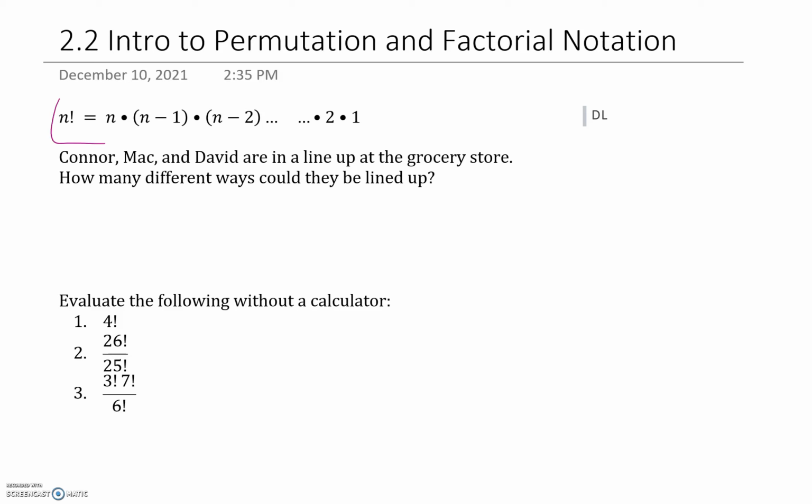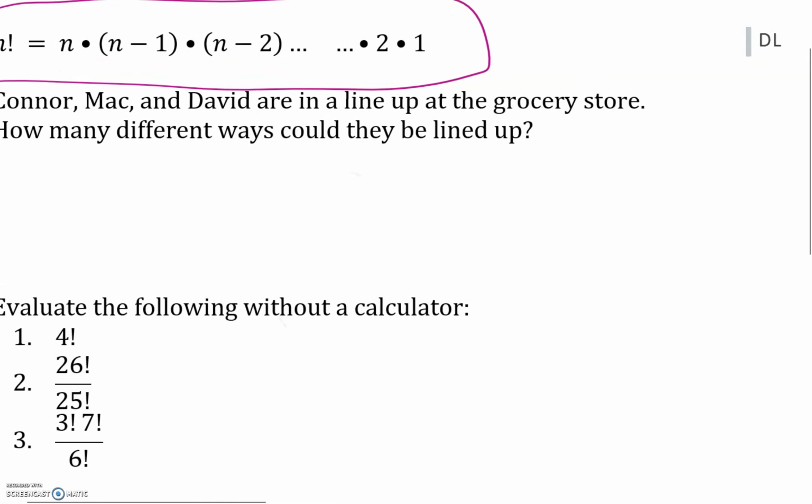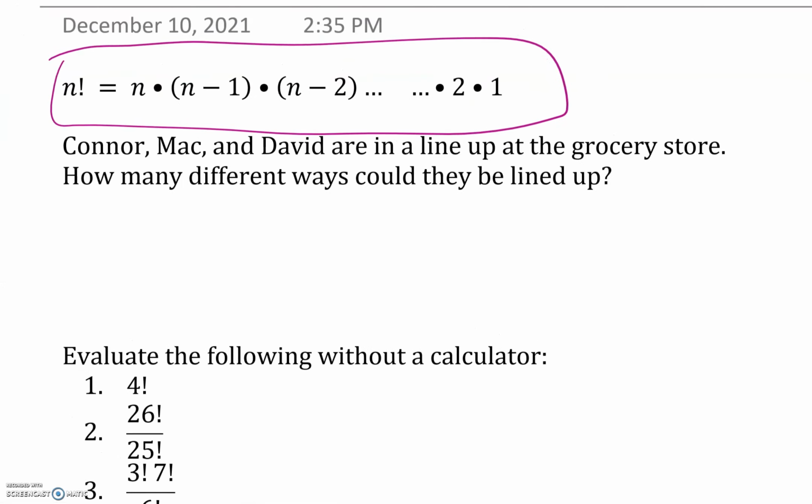Alright, so we're going to look at this in a second. I just wanted to put it at the top, but let's take a look at a question here first. And then hopefully once we do the question, it can become a little bit more obvious how factorial notation is actually useful. So Connor, Mac, and David are lined up at a grocery store. Connor McDavid. How many different ways could they be lined up?